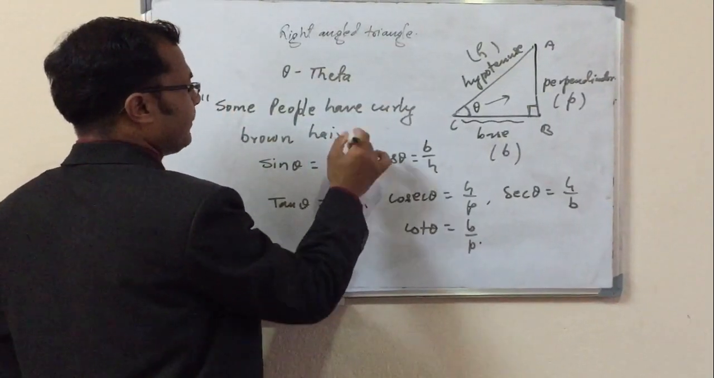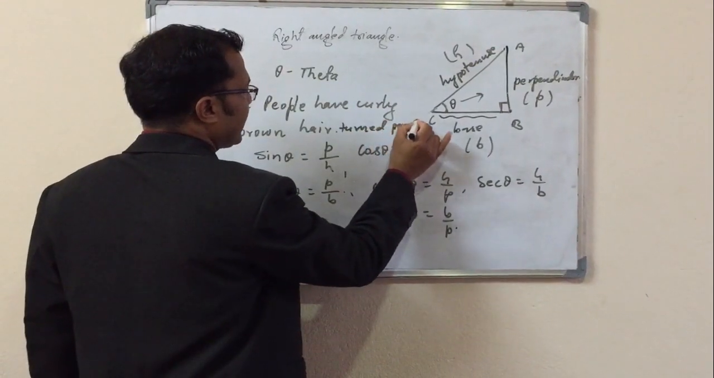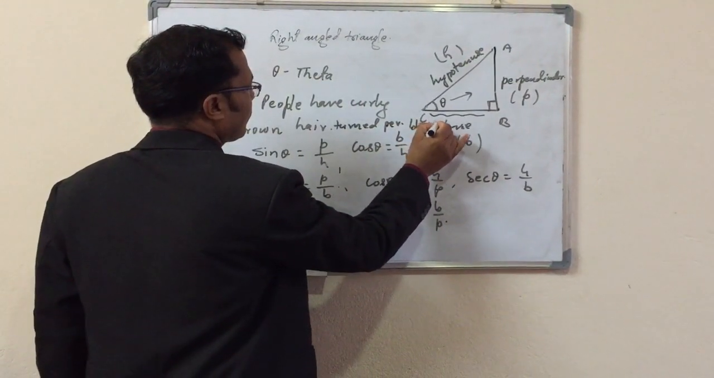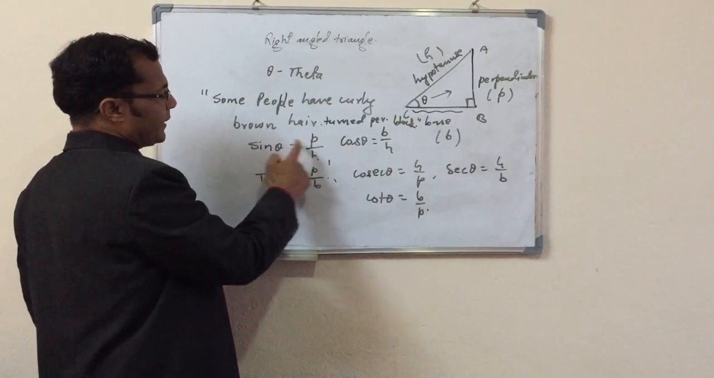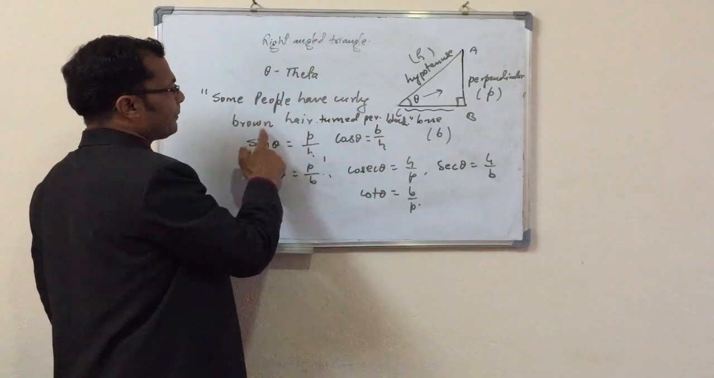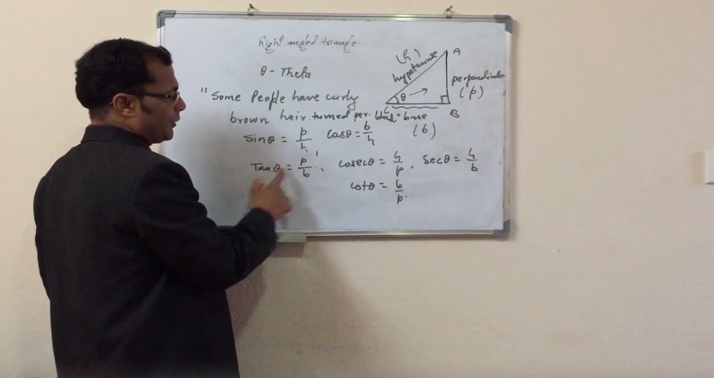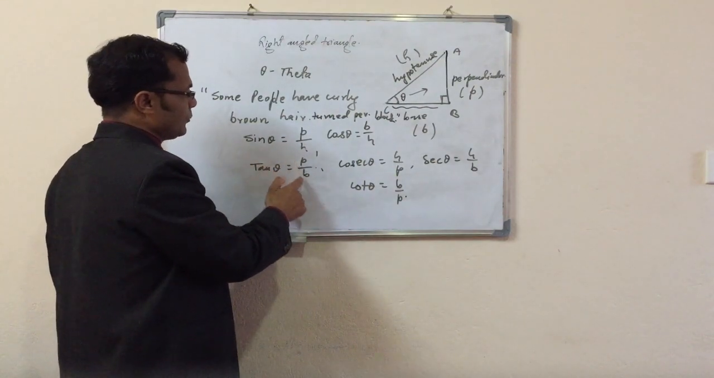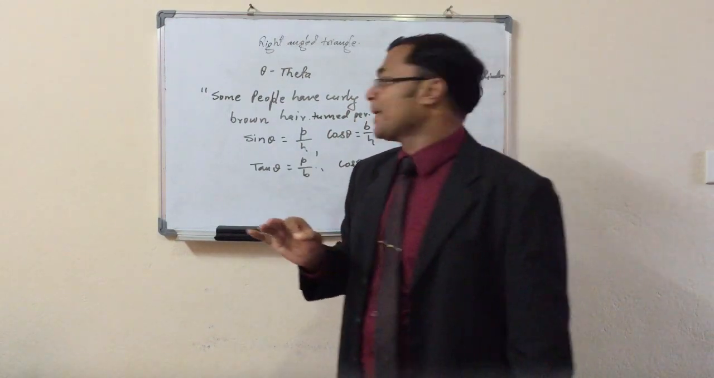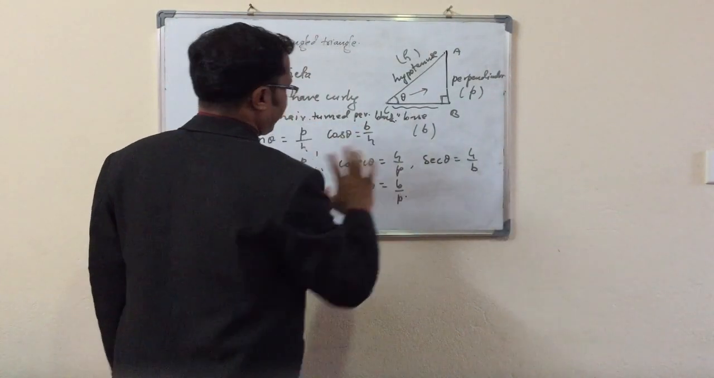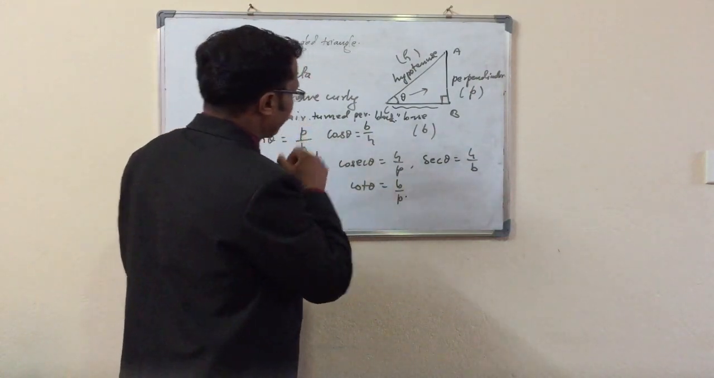Let's add one more thing. Some people have sin θ = p by s, curly brown hair, cos θ = b by s, turn permanently black, tan θ = p by b. So if you remember this sentence, you are going to remember all these ratios.